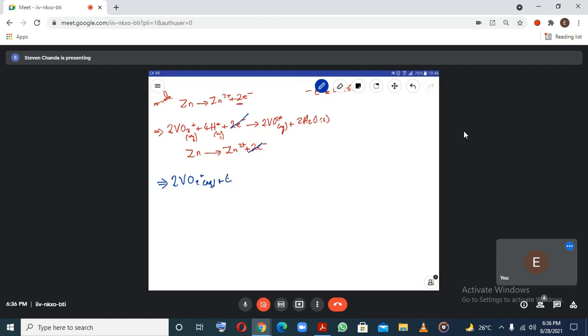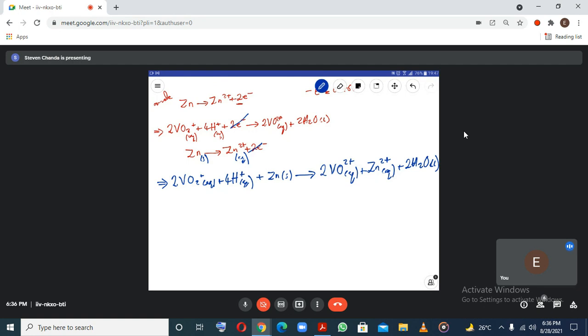Oh, sorry, I forgot state symbols here. Yes, they should be there. So there we have zinc, solid. Okay, great. So now we know how our reaction is going to look.